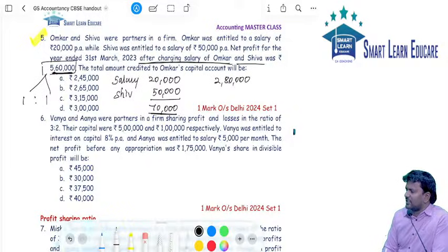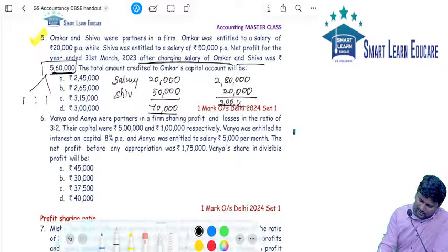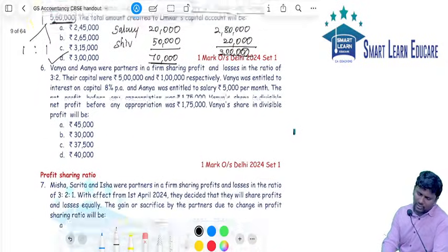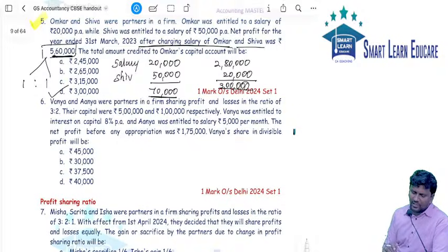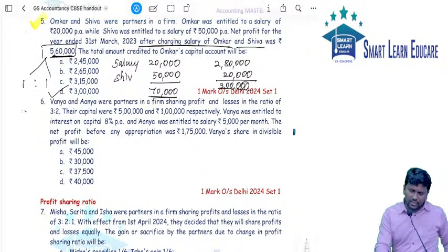If you share 5,60,000 in 1:1 ratio, you will be getting how much amount? 2,80,000. 5,60,000 divided by 2 is 2,80,000. In addition to this, Omkar will be getting a salary of 20,000. So 2,80,000 plus 20,000 will give you 3 lakhs. So total 3 lakh will be paid to Omkar. That's all. With this, the first segment, interest on capital, comes to an end. Next, try question number 6.